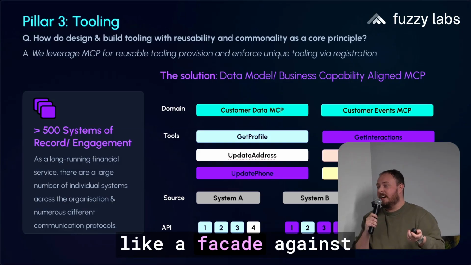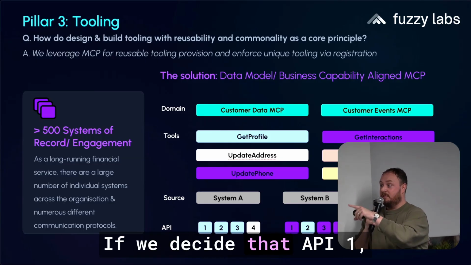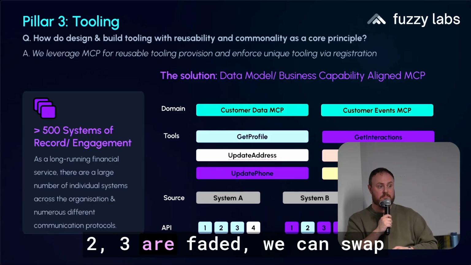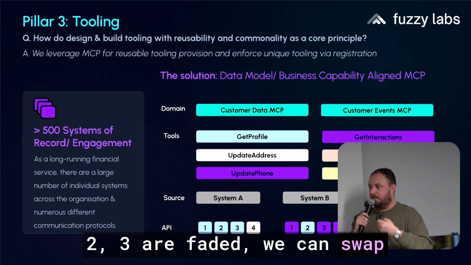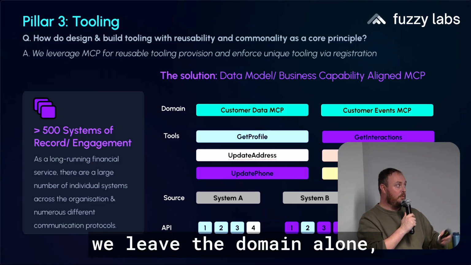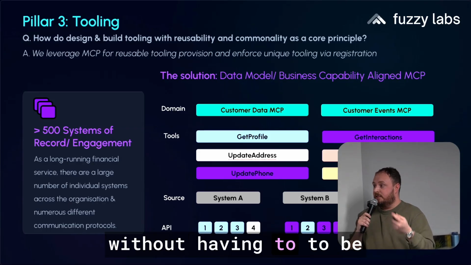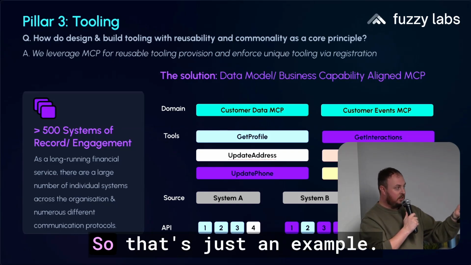And the idea there, it's like a facade against standard software engineering, right? So it's like a facade, like a proxy. If we decide that API 1, 2, 3 are fated, we can swap them out for whatever the strategic solution is. And we leave the tool alone, we leave the domain alone. The agent should still be able to work at scale without having to be affected by that change. So that's just an example.